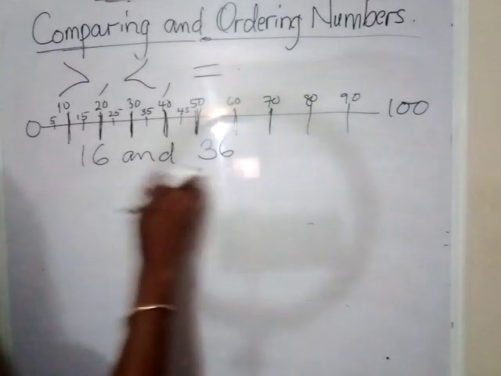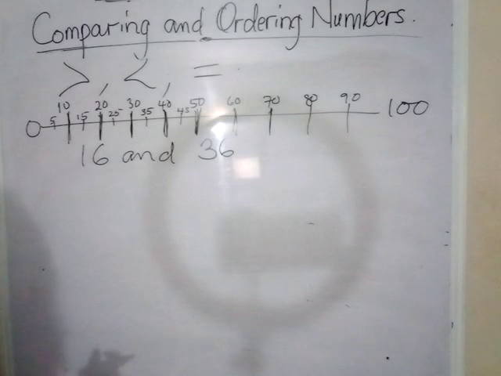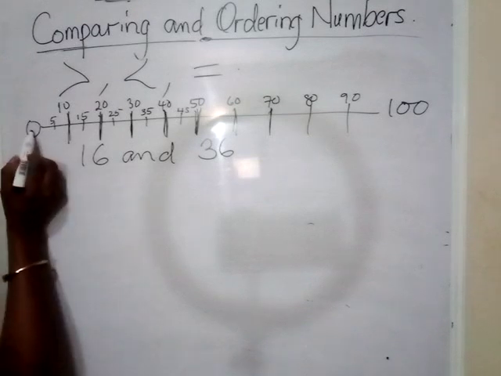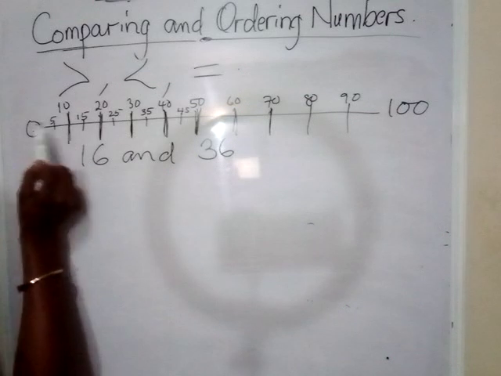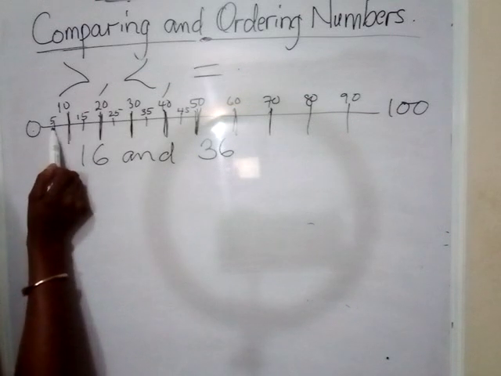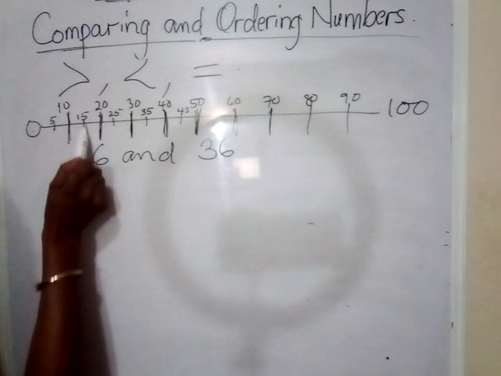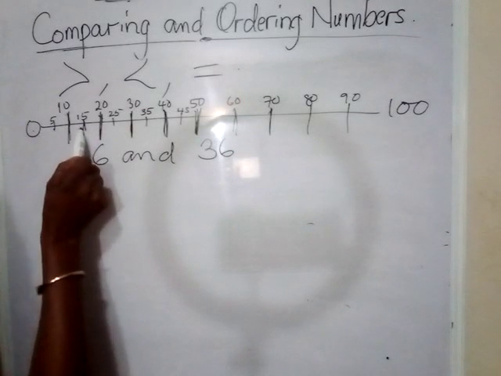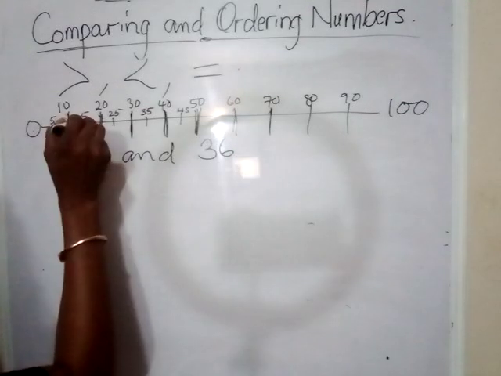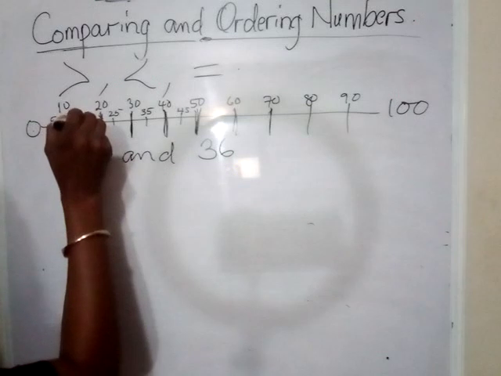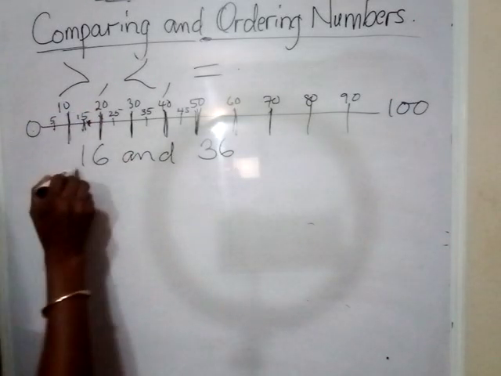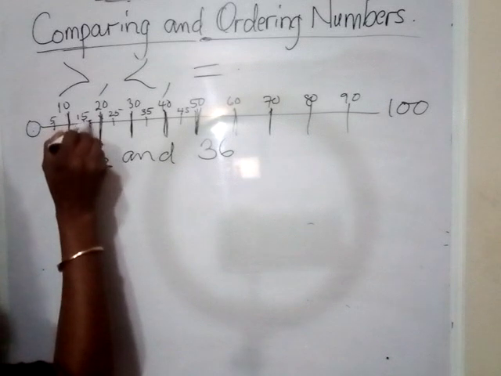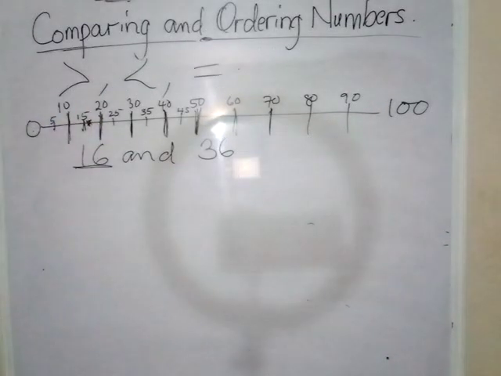Now let's look at 16. Let's try and locate 16 on the number line. This is 0, and here you have 10. So between 0 and 10 you have 5. Now after 10, the midline between 10 and 20 is 15. That means our 16 is somewhere here, just close to 15. Do we agree that 16 is somewhere between 15 and 20, right?